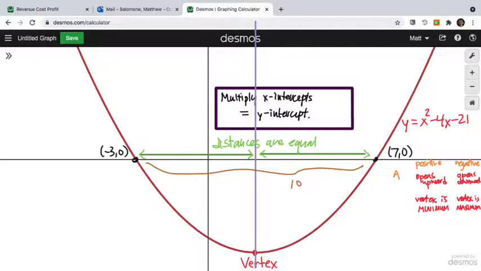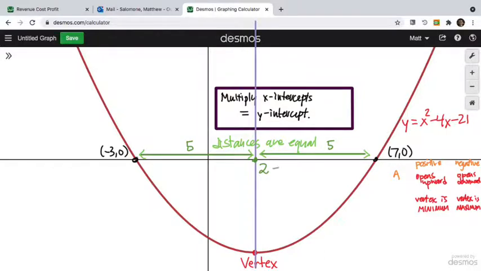So if that total distance is 10, how much is each of these green distances? 5. Just cut that in half. So that must mean that the vertex is 5 units away from each of my two intercepts. And so the x-coordinate of my vertex would be -3 plus 5, otherwise known as +2.